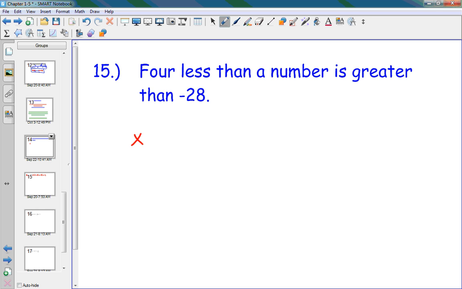It's 4 less than that. So that's going to be x -4. It is greater than, strictly greater than, -28. It didn't say it could be 28. It said it's greater than. And this is going to be your inequality.